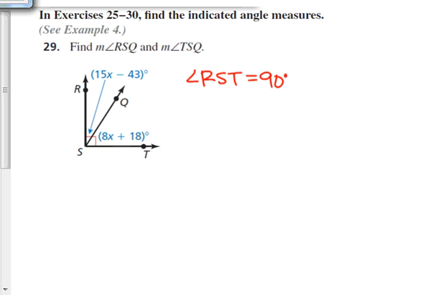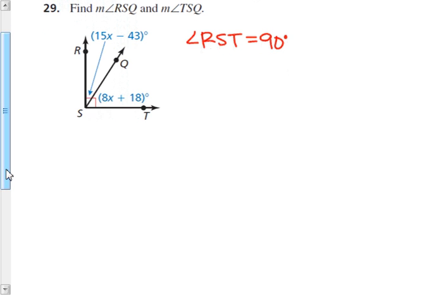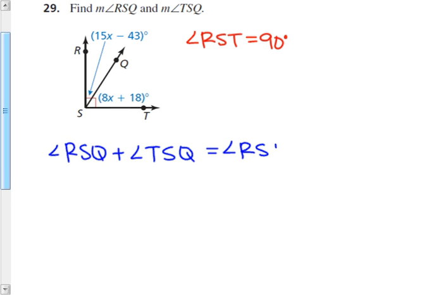So basically, when we add angles, two parts make a whole is kind of the takeaway from this lesson. So when I write this out mathematically, I'm going to want to start with just writing it out. So let's see. I know that angle RSQ plus angle TSQ, or you could say QST, gives me the measure of angle RST. Two parts make a whole, basically.